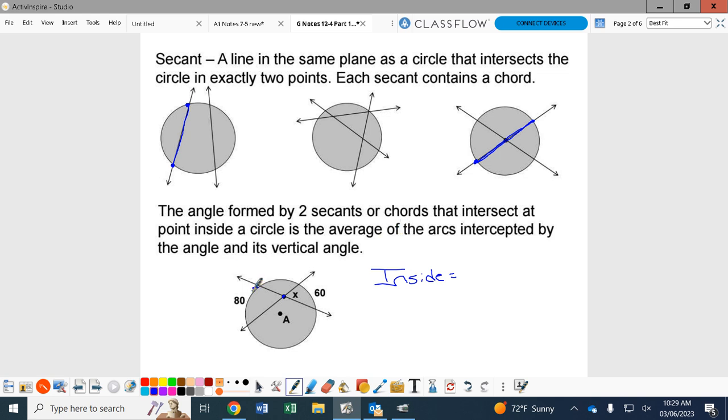So we've got this 80 that intercepts on this side. We got the 60 that intercepts on this side. To find it, you're going to average, which means you're going to add and divide by 2. So whenever it has an intersection point where it intersects inside the circle, you are going to add and divide by 2. That's one of our 3 rules, guys, right there. If it intersects inside, you are going to add and you are going to divide by 2. So that's straightforward.